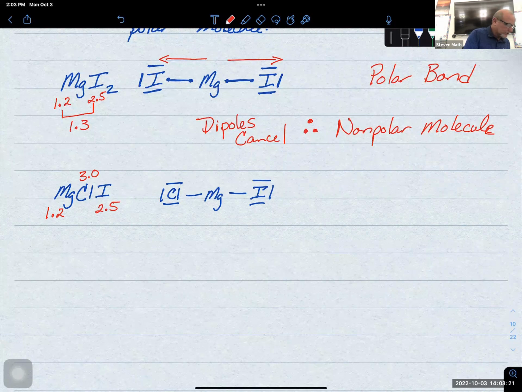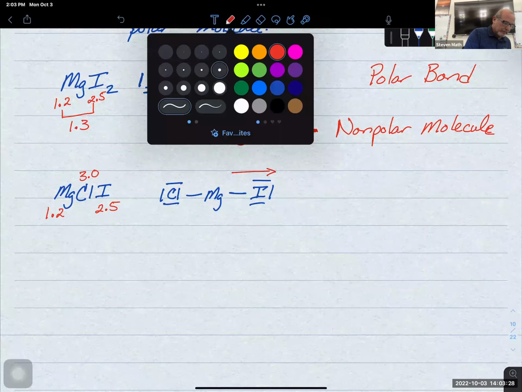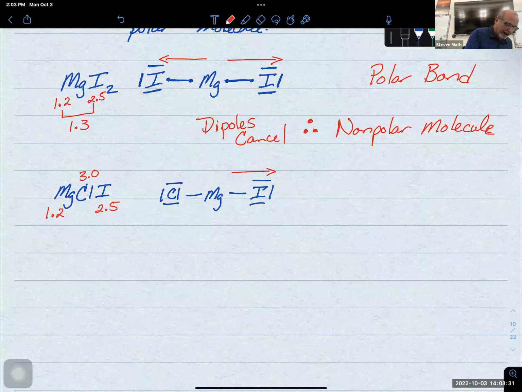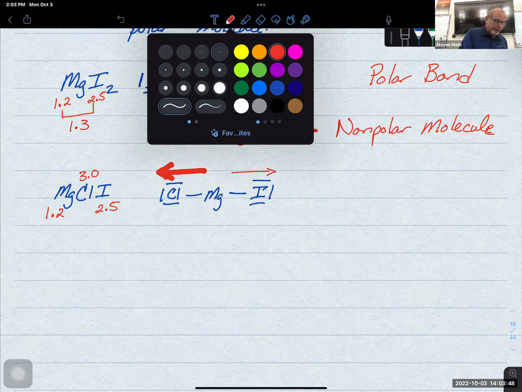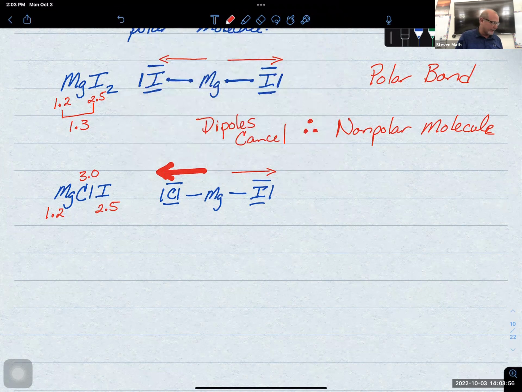So now I have the same dipole here, but the chlorine has a higher electronegativity value, and it has more of an electron pull. That's why I made the line fatter. It had a higher value. So would this molecule move? Heck yeah, it would. This molecule would experience a draw of electrons toward the left-hand side, towards the chlorine. The chlorine would be very electronegative in this case.